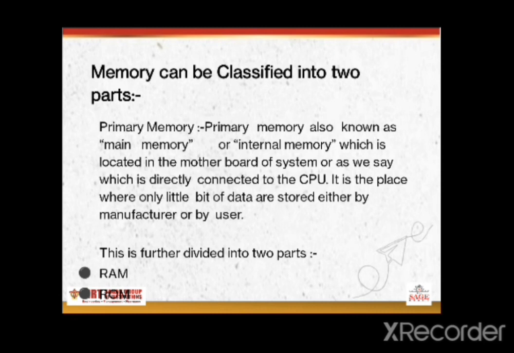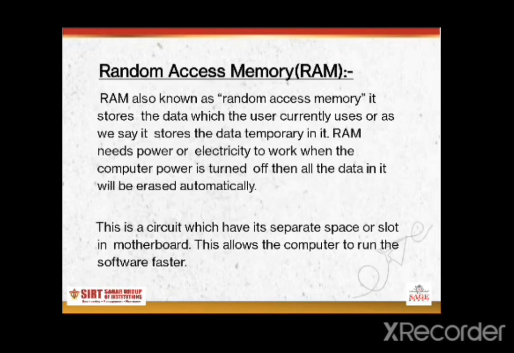The primary memory is also called main memory or internal memory. It is located on the motherboard of the system. It is a place where only a little bit of data is stored, either by the manufacturer or by the user. In this primary memory we can store data for temporary purposes, and it is further divided into two parts, that is RAM and ROM.